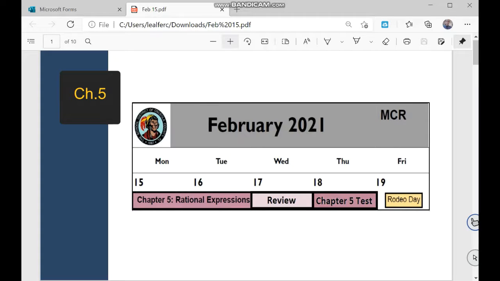This is what we have planned for this week. We finished chapter 5, and then on Wednesday we're going to have a review. On Thursday we'll have the tests, and Friday is a holiday.